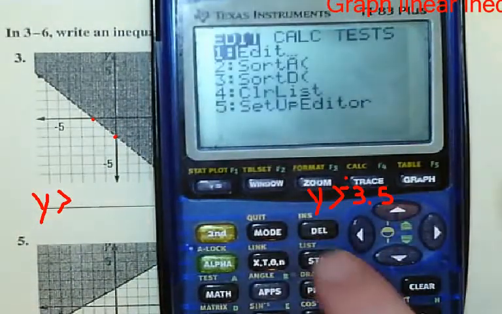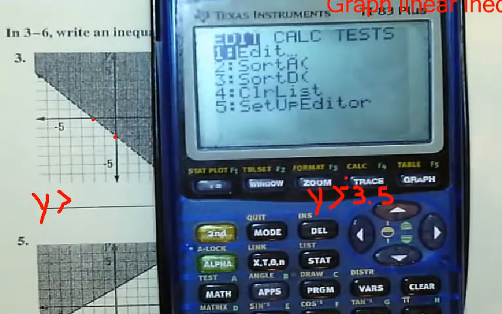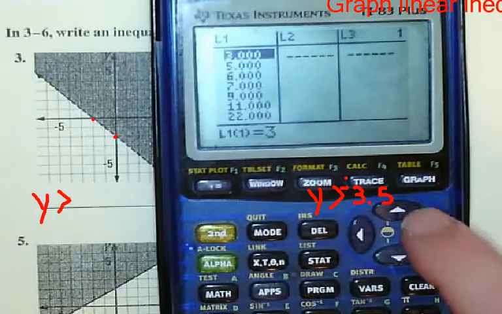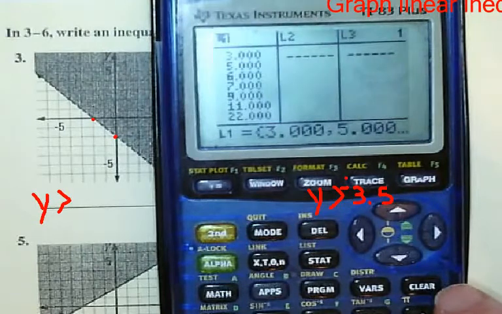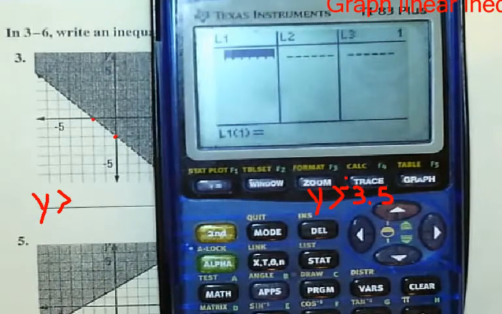Go to Stat, the button right in the middle, and then go to edit. If you have something in there, you may or may not, all you have to do is go up, hit clear, and then go down, and it's gone. Now I want to put these 2 points that I just found.